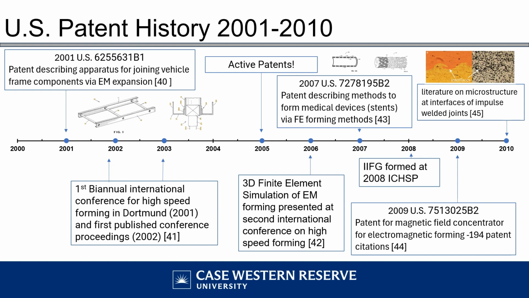In this decade, there were also many patents filed for the use of EM forming in the automotive industry, including joining of vehicle frame components, methods to finish hydroformed motor vehicle members, simultaneous joining of multiple underbody structural members, and others. Any patents granted from 2005 or onward are also still active, since U.S. patents generally last 20 years.